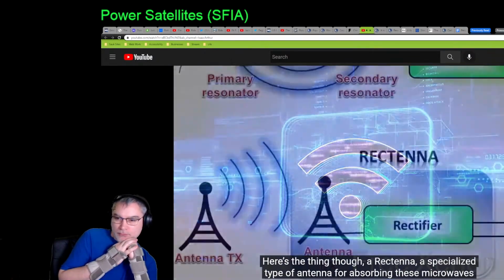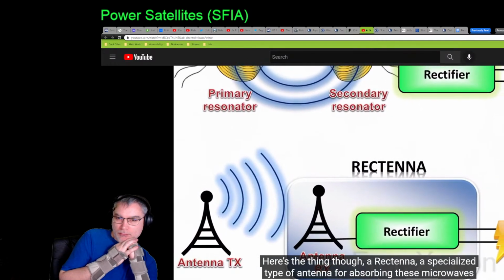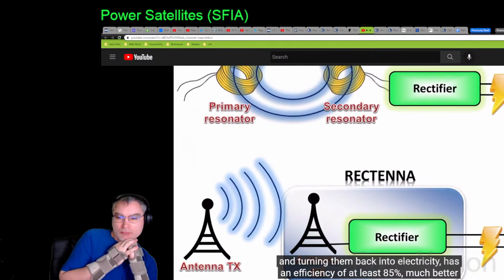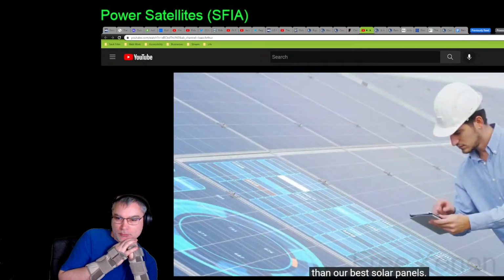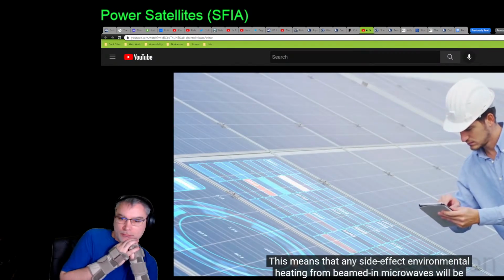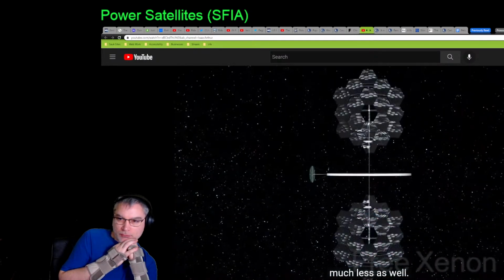Here's the thing though, a rectenna, a specialized type of antenna for absorbing these microwaves and turning them back into electricity, has an efficiency of at least 85%, much better than our best solar panels. This means that any side effect environmental heating from beamed-in microwaves will be much less as well.